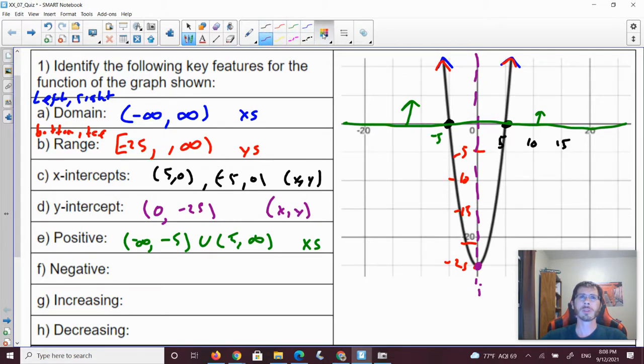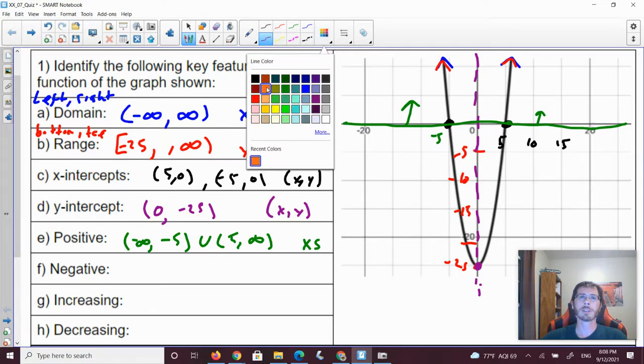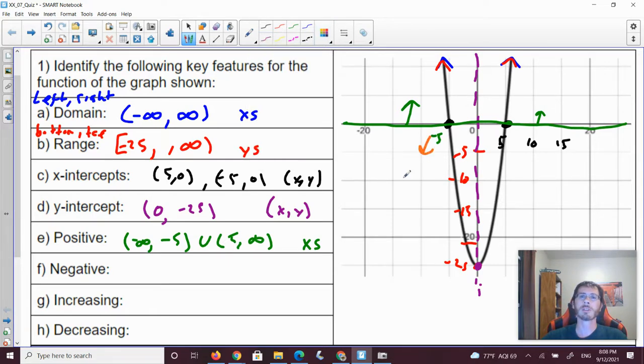1, 2, 3, 4, 5, so I need new colors. So if I want to be below the green line, let's grab orange. So below would be for negative, and we can see this part of the parabola down here is all below the green line. It's all below the x-axis. So we're negative from negative 5 out to 5.